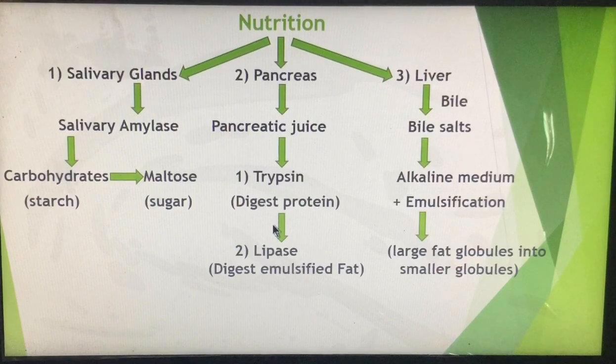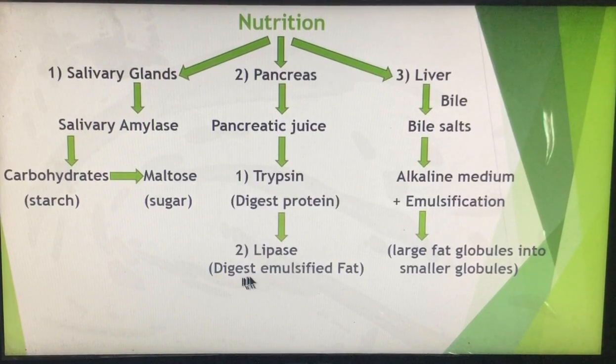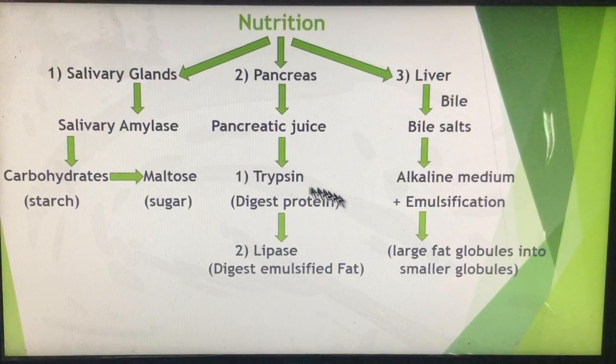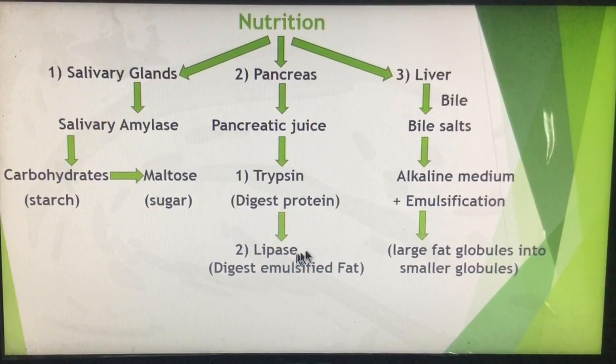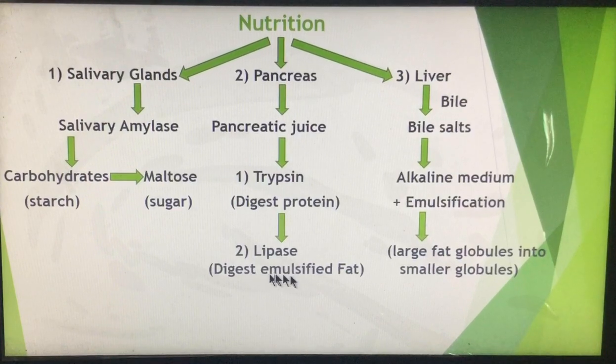Then another enzyme present in the pancreatic juice is lipase, and the function of lipase is to digest emulsified fat. Last time I must have told you what emulsified fat is. Again today I will tell you, but here just remember the function of lipase. Whenever the name lipase comes, that means digestion of fat. Wherever the name protease comes, that is to digest protein, and wherever the name amylase comes, that means digestion of carbohydrate. So the function of lipase is to break down the emulsified fat.